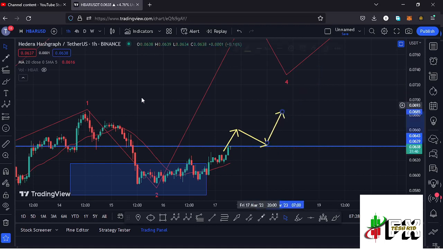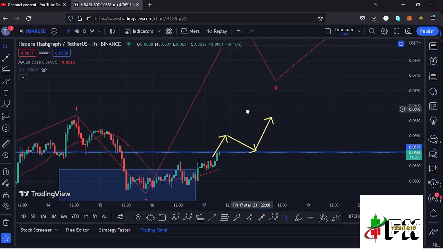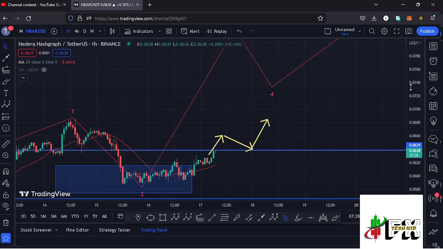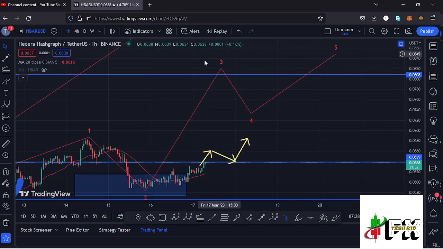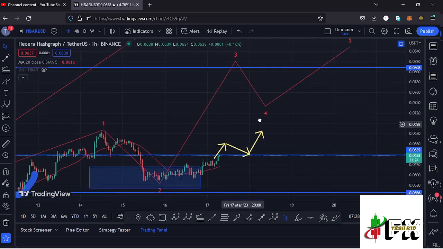And the next move that I'll be watching is a break above the wave 1 high, which lies at around the $0.0687 mark. And a break above that high will be enough confirmation that whatever we are seeing over here is the start of this impulsive wave to the upside in the formation of this wave 3, where I have minimum target areas at around the $0.082 mark. So that is what I'm expecting here on the Hbar chart.